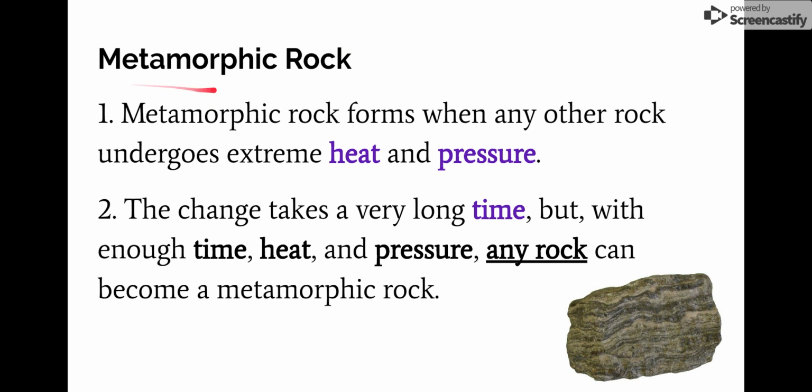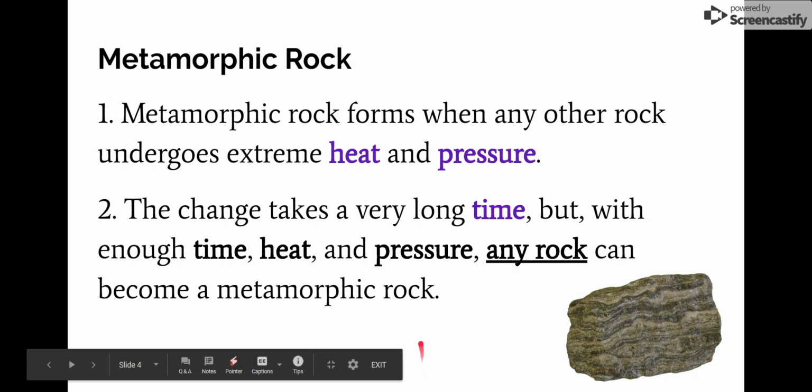And then last rock is our metamorphic rock. So metamorphic rock forms when any other rock undergoes extreme heat and pressure. So the change takes a very long time, but with enough time, heat, and pressure, any rock can become a metamorphic rock. So again, some of our keywords are heat and pressure. And one thing we want to look out for too as a characteristic is that it has wavy lines or wavy layers in those rocks.